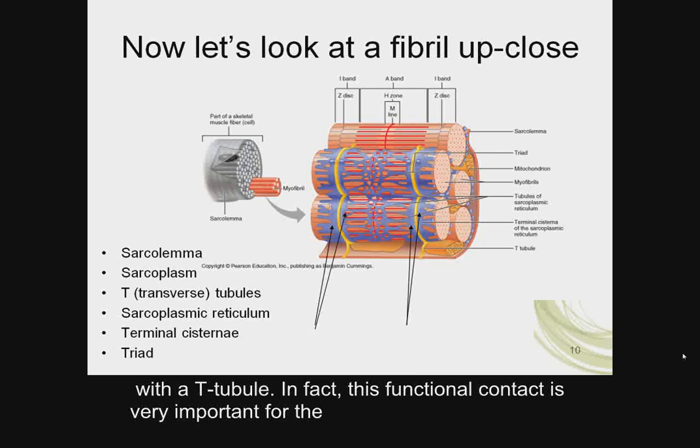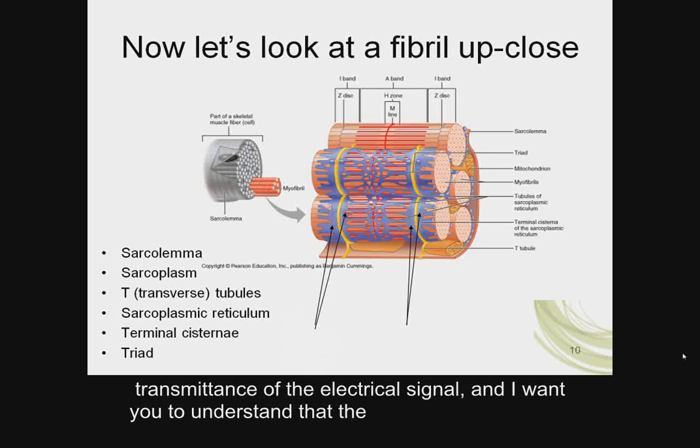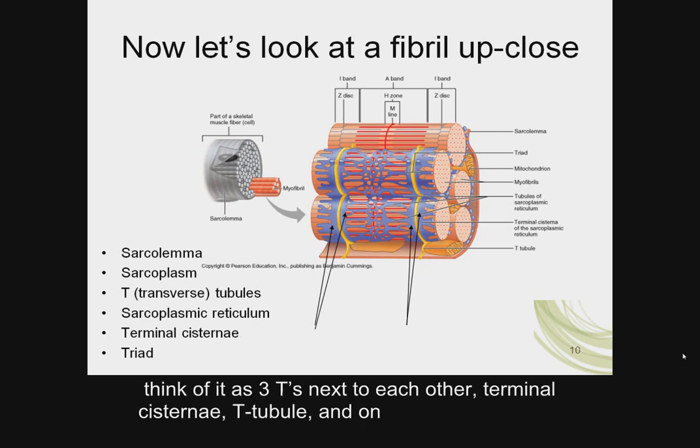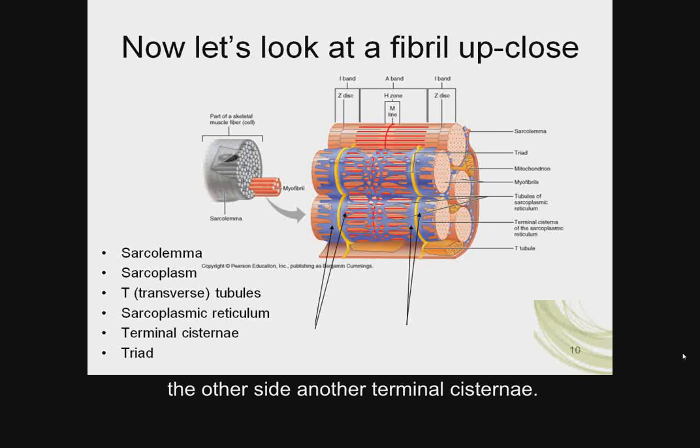In fact, this functional contact is very important for the transmittance of the electrical signal. And I want you to understand that the terminal cisternae on either end of a T-tubule is called a triad. Triad meaning three. Think of it as three T's next to each other. Terminal cisternae, T-tubule, and on the other side, another terminal cisternae.